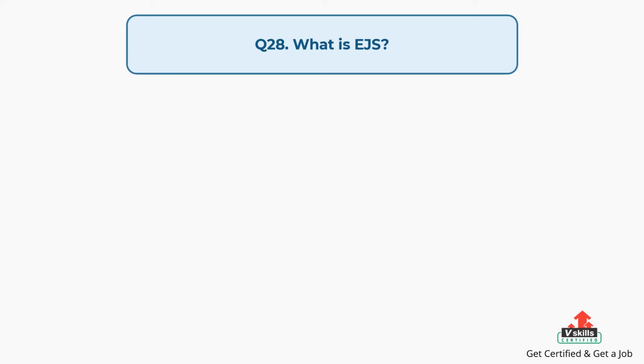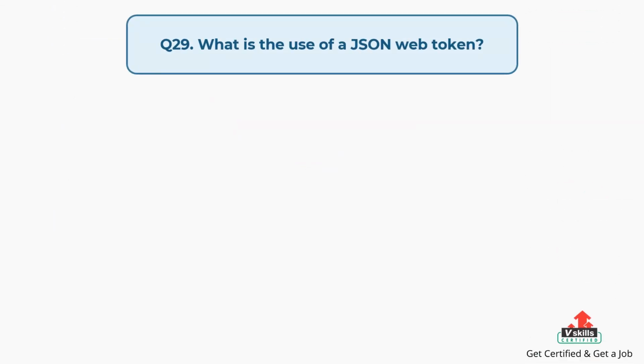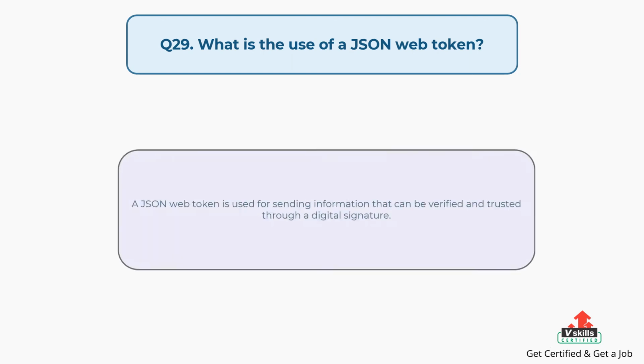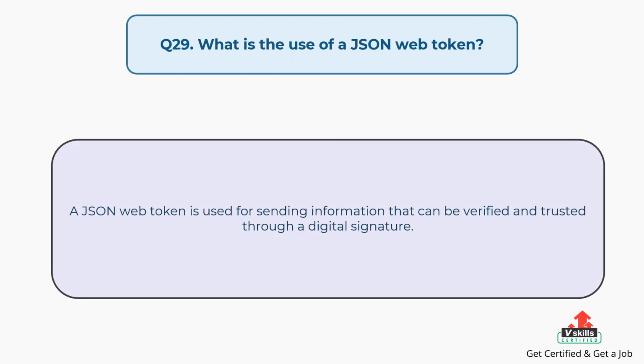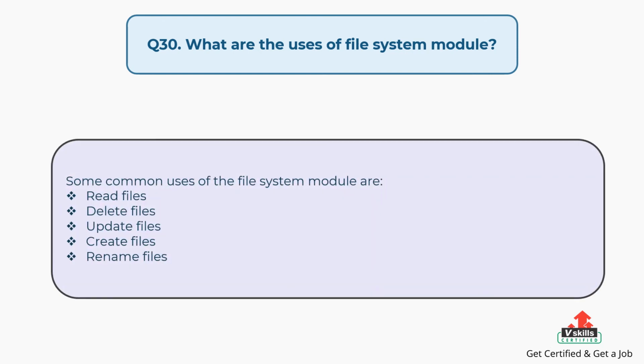Question number 28, what is EJS? The answer is, EJS is a templating language used to create HTML markup with plain JavaScript. Moreover, it helps to embed JavaScript into HTML pages. Question number 29, what is the use of a JSON Web Token? The answer is, a JSON Web Token is used for sending information that can be verified and trusted through a digital signature. Question number 30, what are the uses of the file system module? The answer is, some common uses of the file system module are read, delete, update, create, and rename files.